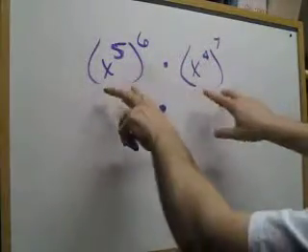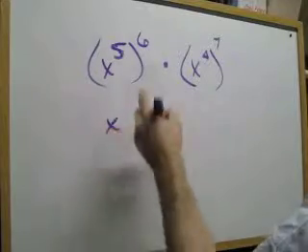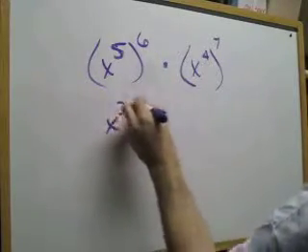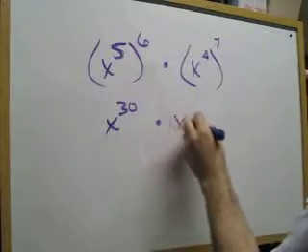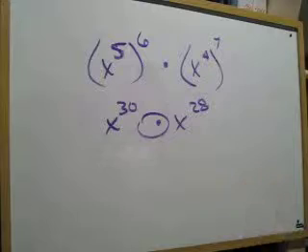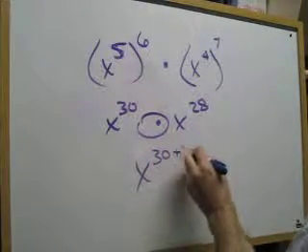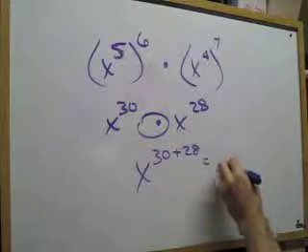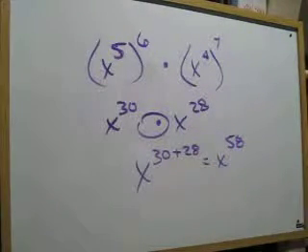Because, again, you've got your parentheses, do what you can with the parentheses. This is x to the 5 times 6. There's no sign between the 5 and the 6, so we multiply. And this is going to be x to the 30th. Now we have a sign here between these two. So that means x to the 30 plus 28, which gives me x to the 58th power. And we stop at that point.